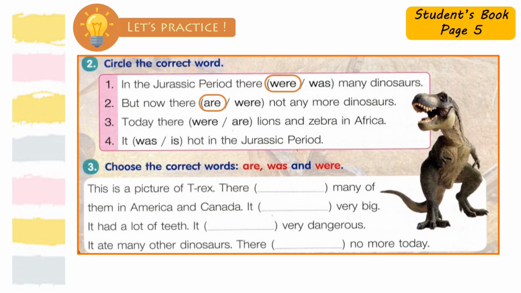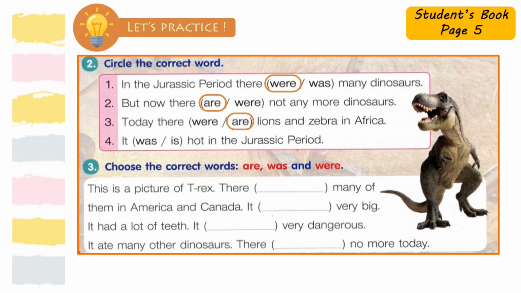Number 3, today there were or are lions and zebra in Africa. What's your answer? There are lions and zebra in Africa. It's talking about now.